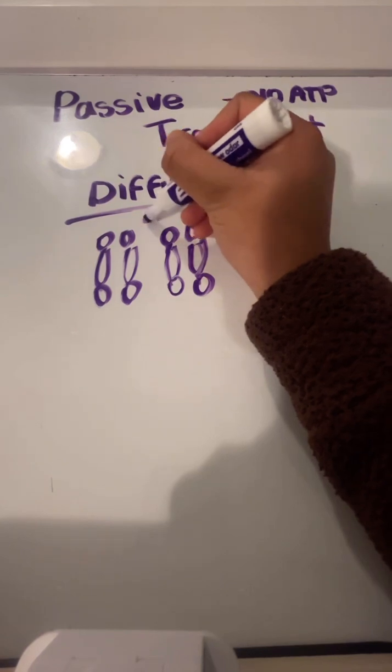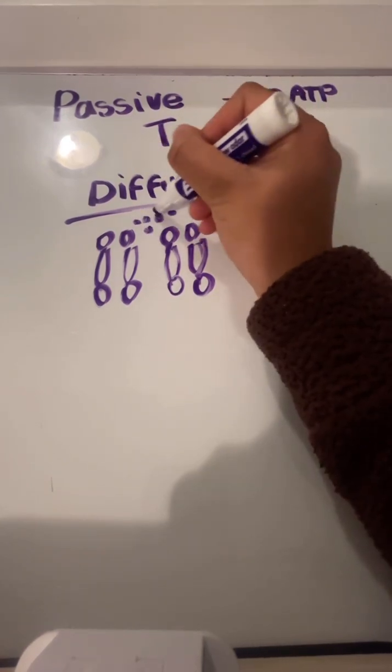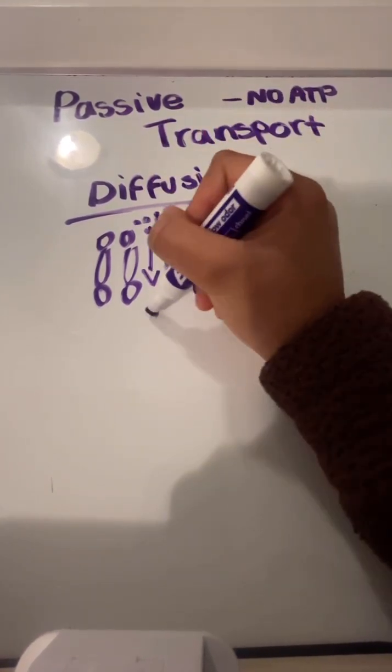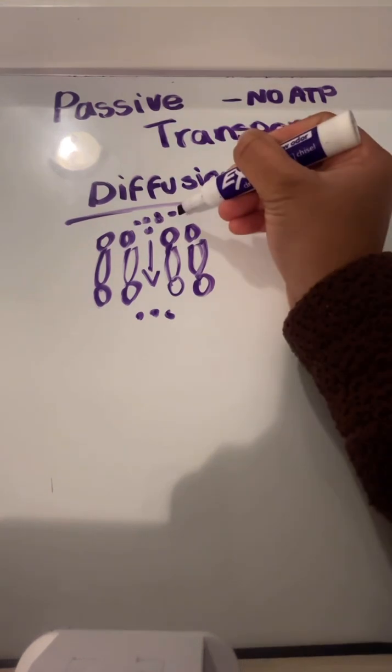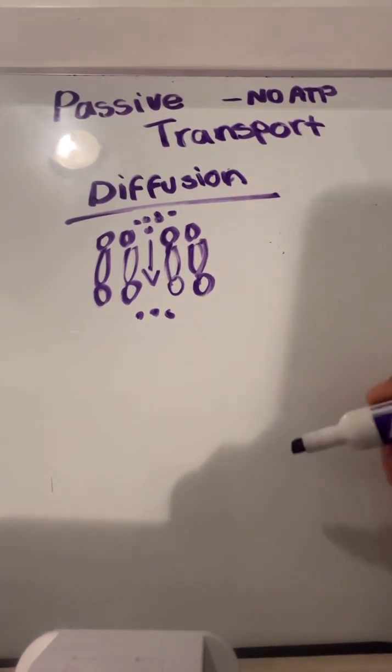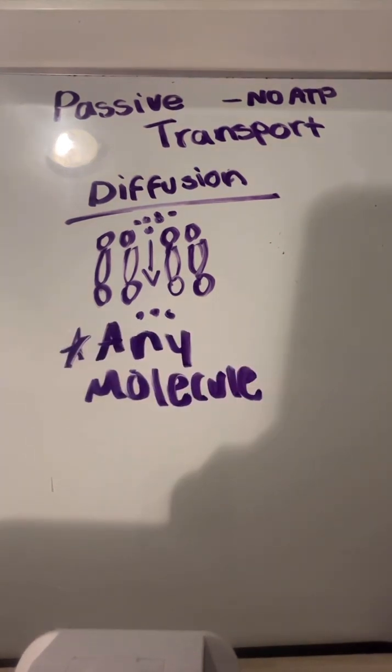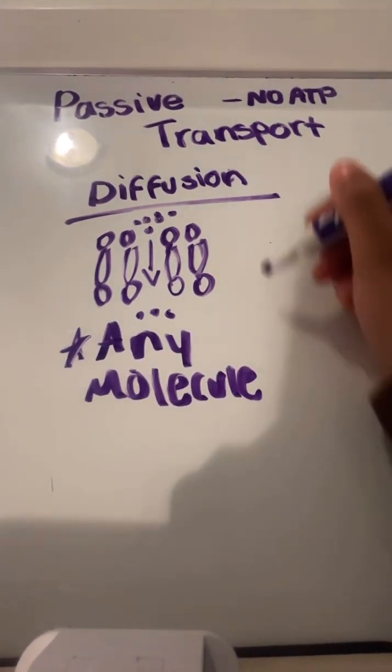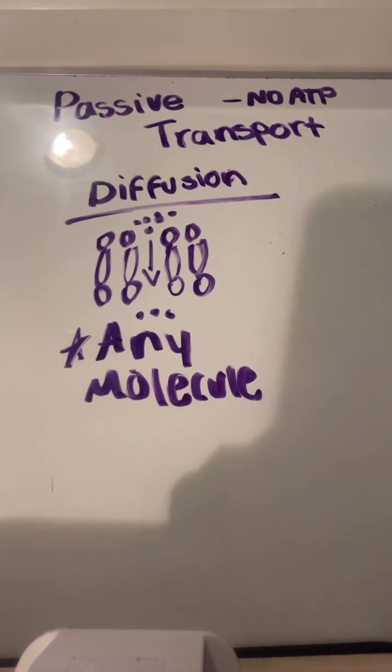And here we could see these are the proteins. They're going from a high to a lower concentration. Here we have more and here we have less. Anything with passive transport goes from a high to a low concentration. And don't forget that this is with any molecule. The diffusion is with any molecule.